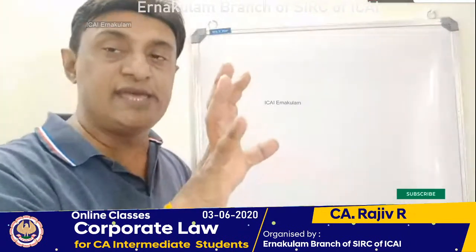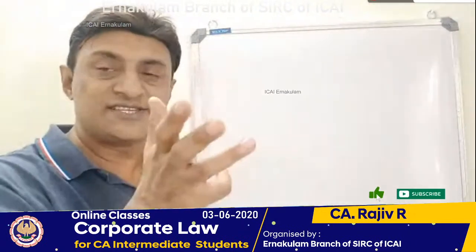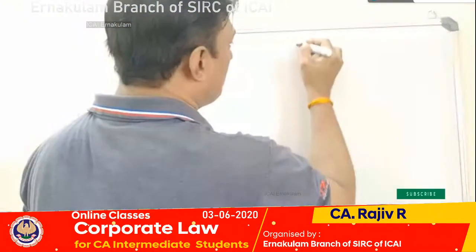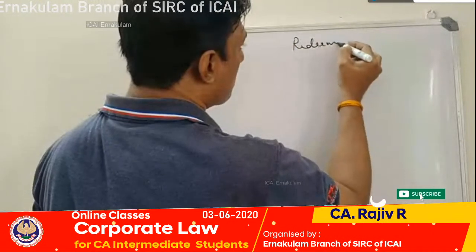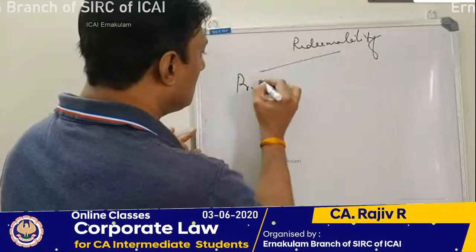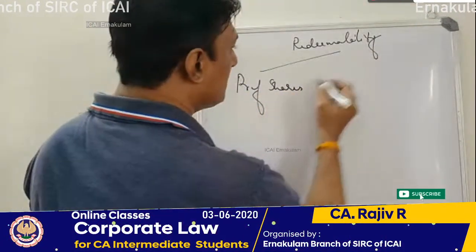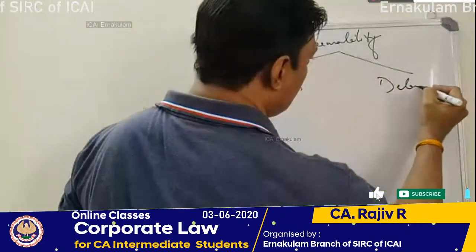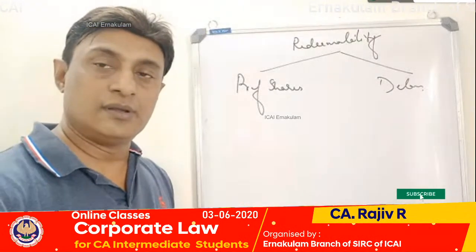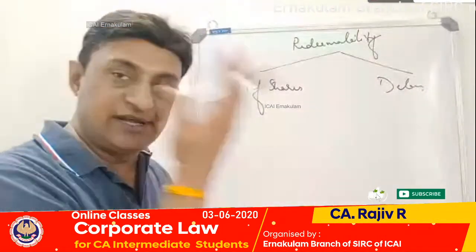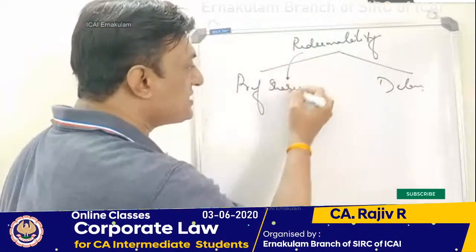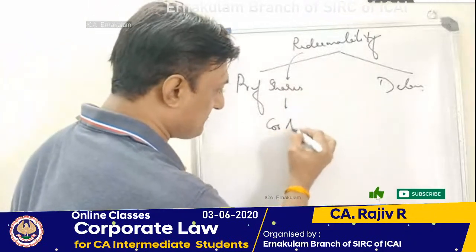So redeemability and convertibility, to that extent, preference shares and debentures are the same. In other words, redeemability is common to both the preference shares as well as debentures. Both are redeemable or convertible. I'm dealing with the redeemability part. Redeemability of preference shares is covered by the Companies Act.